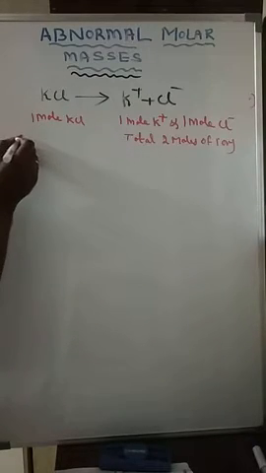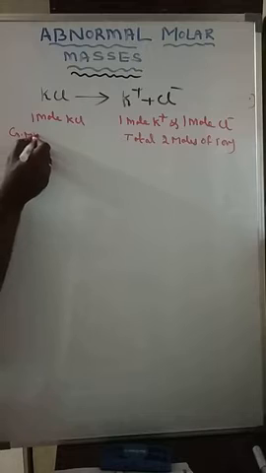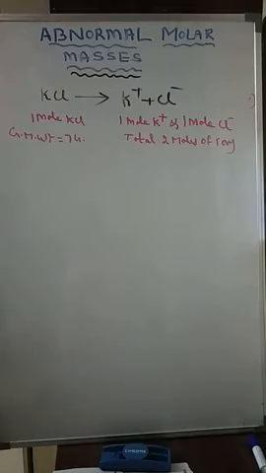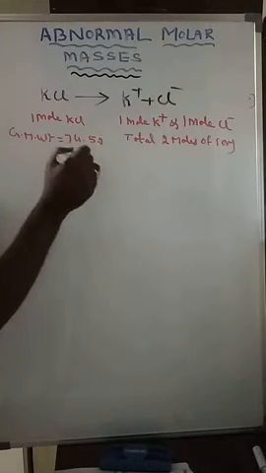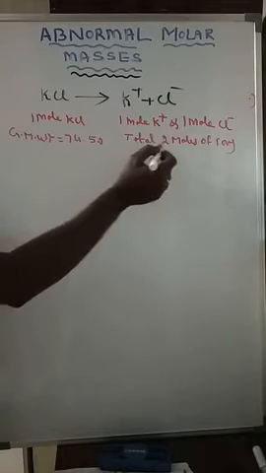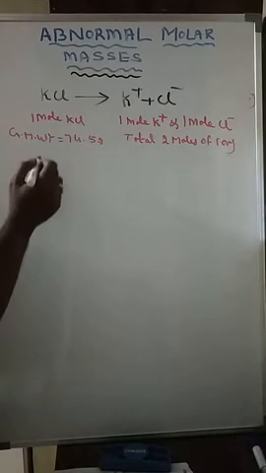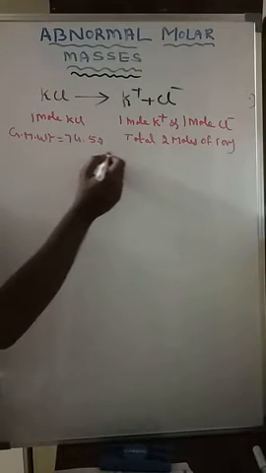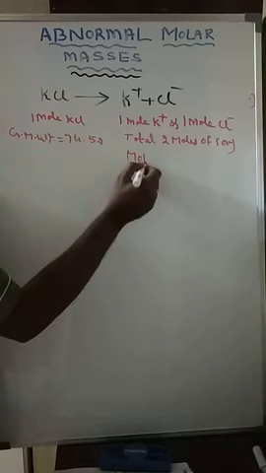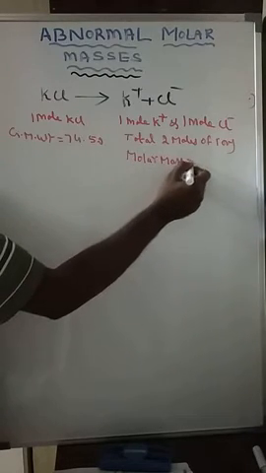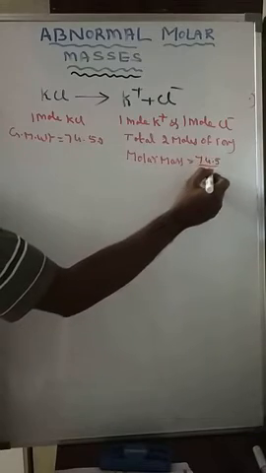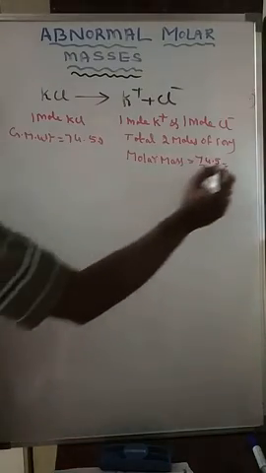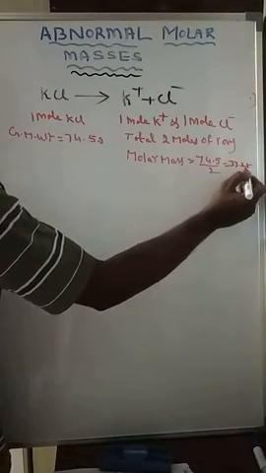Here, the gram molecular weight of 1 mole of KCl is how much? 74.5 grams. Whereas after dissociation there are 2 moles of ions. Then the molar mass becomes what? After dissociation, the molar mass is half of its value. So the molar mass becomes 74.5 by 2, which is 37.25.